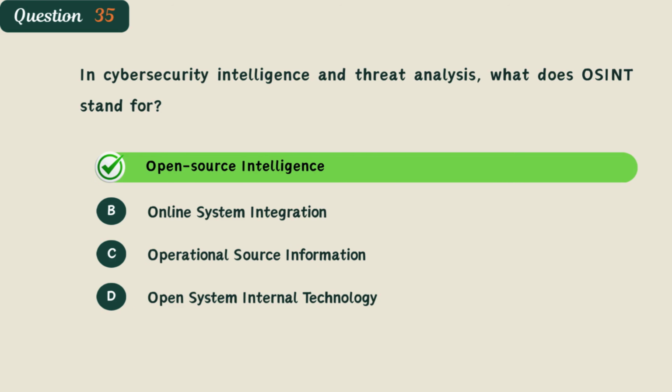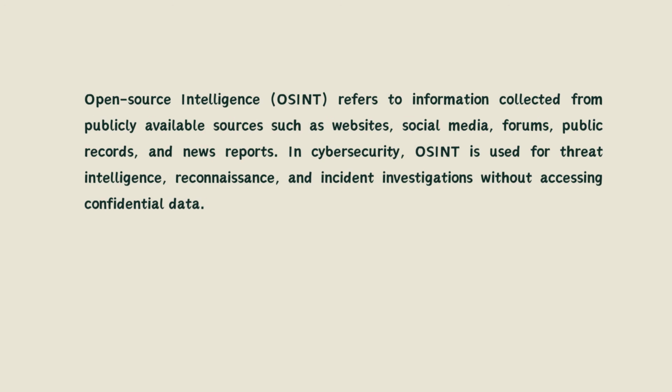Correct answer. A. Open Source Intelligence. Open Source Intelligence, OSINT, refers to information collected from publicly available sources such as websites, social media, forums, public records, and news reports. In cybersecurity, OSINT is used for threat intelligence, reconnaissance, and incident investigations without accessing confidential data.